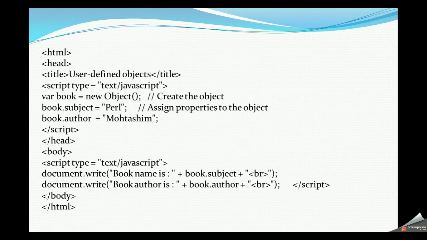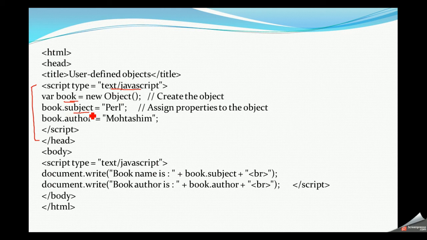Okay, now let's see the program. Here you can see that you are writing it in the head section, so there is no issue. You can write your JavaScript code either in the head section or in the body section, it doesn't matter. Now see, script type is equal to text/javascript. Then you are creating an object, that is var book, and it is equal to new Object. So a new object has been created. The name of the object will be book.